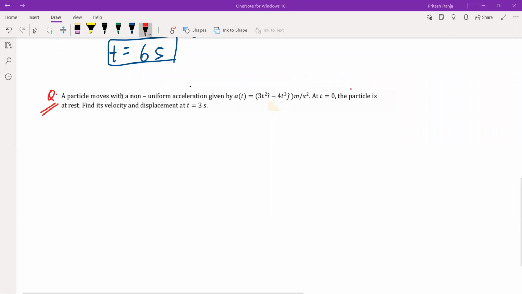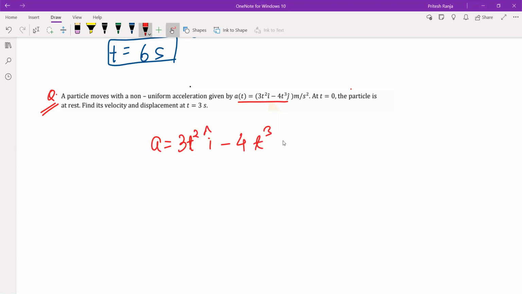So here the particle moves with a non-uniform acceleration given by 3t² i cap minus 4t³ j cap. At t equal to 0, the particle is at rest. That means the initial velocity is 0 meter per second. Find its velocity and displacement at t equal to 3.